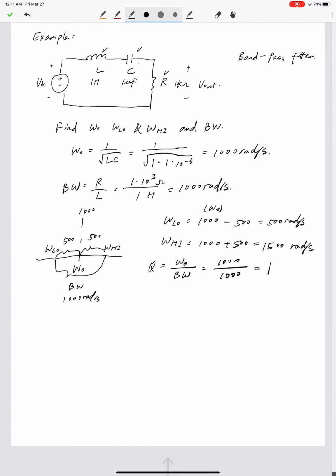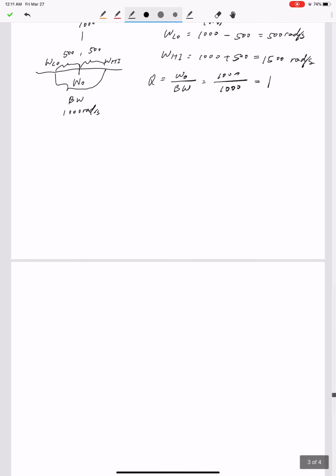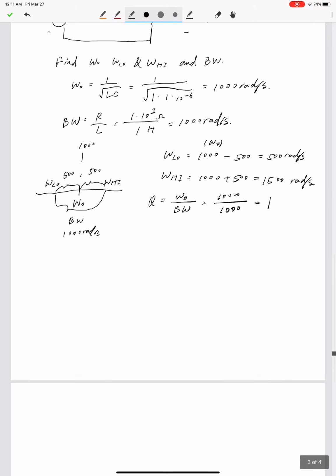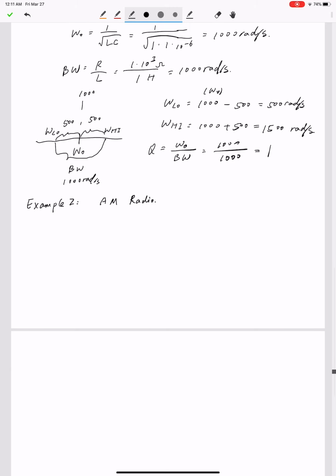And in this example, we're going to learn an application of using a bandpass filter in the real world. So let's consider a situation.